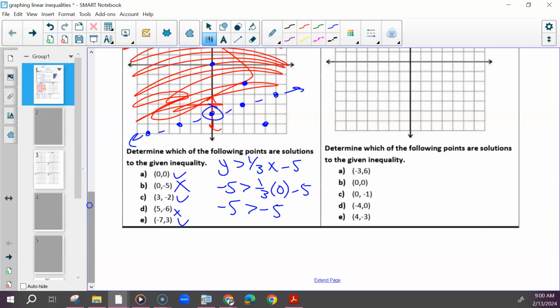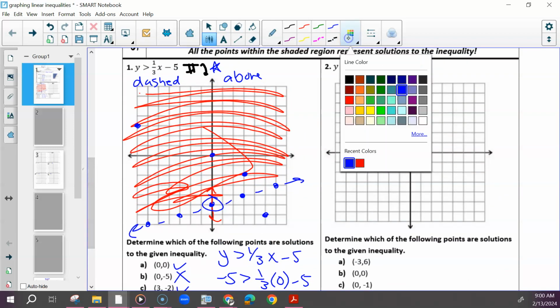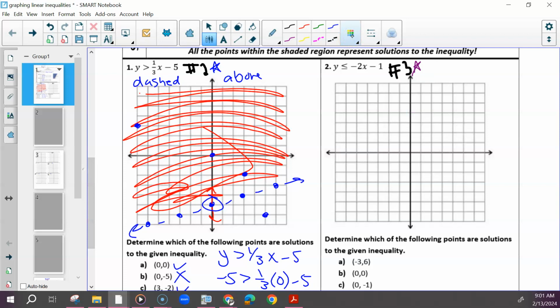Questions there? Okay, let's do number 2. Alright, so go ahead and graph that one like normal, starting at -1. Your slope is -2, so up to left 1 as many times as possible. Down to right 1 as many times as possible.